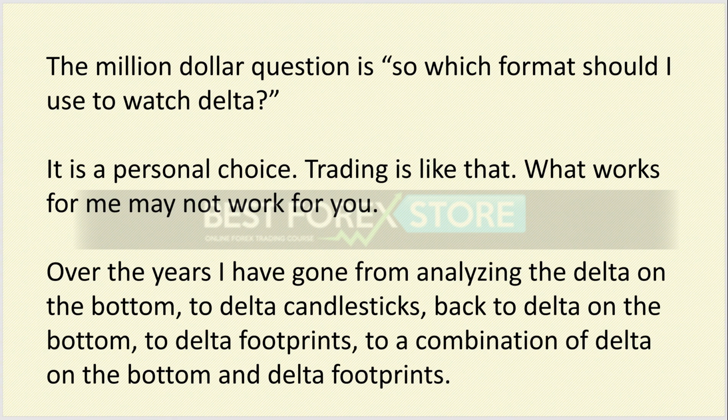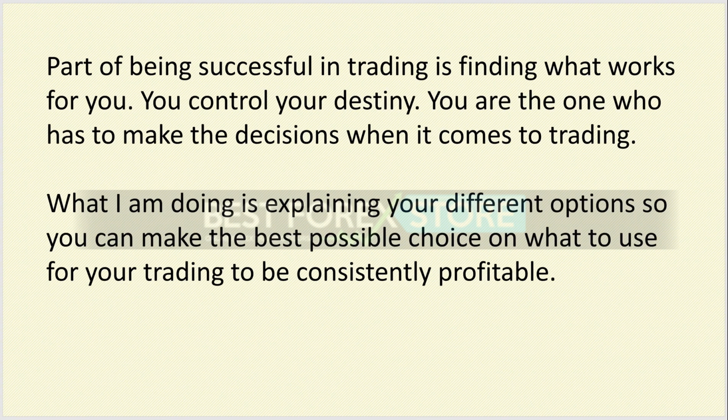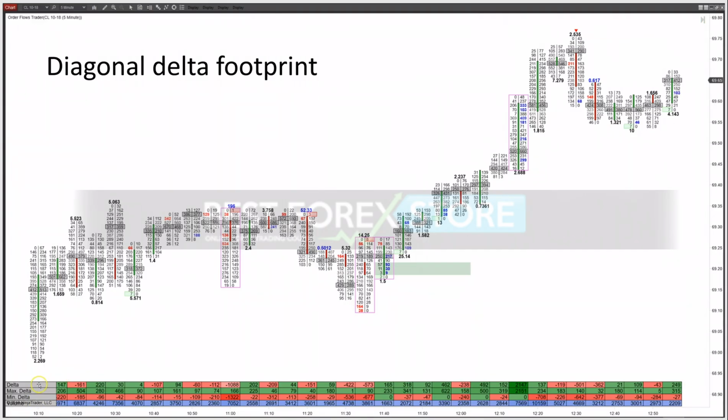Don't put information on your chart that you're not going to use. Stick to information on your chart that you're going to use. There's no point in having a diagonal delta footprint if you're not going to make any trading decisions based on it, or having a delta footprint if you're not going to use it, right? So it really comes down to what you're using in your trading. That's what you should put on your chart. If you're just going to be looking at the delta numbers, I suggest keeping delta, max delta, min delta, and the volume on there. Keep it simple. Don't overcomplicate it.